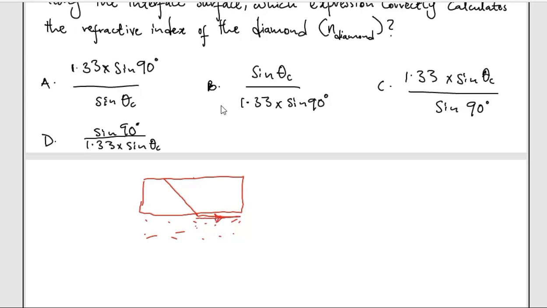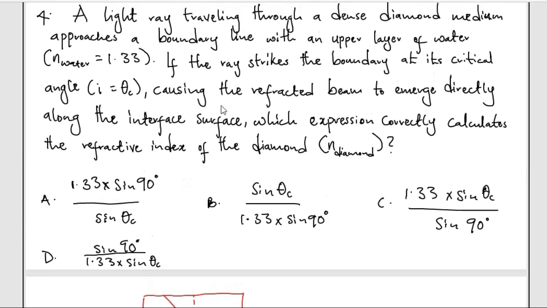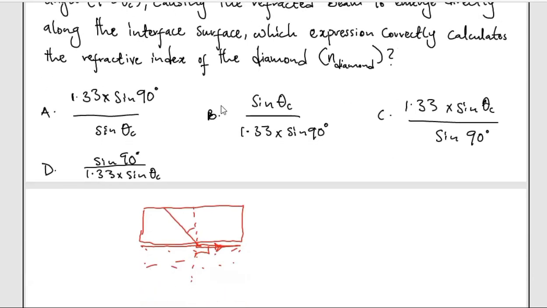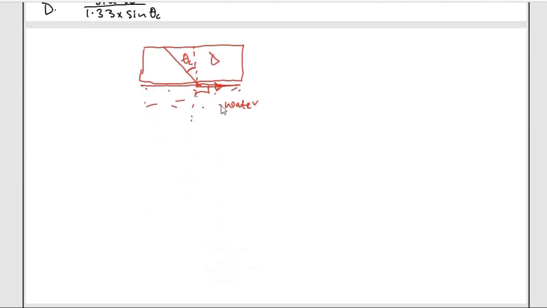So this is our normal. So this is 90 degrees. You see, it is at an inclination. If the ray strikes the boundary at its critical angle, the angle of incidence here is your critical angle. This is your diamond, and this is water. So they're asking for the refractive index of diamond with respect to water.